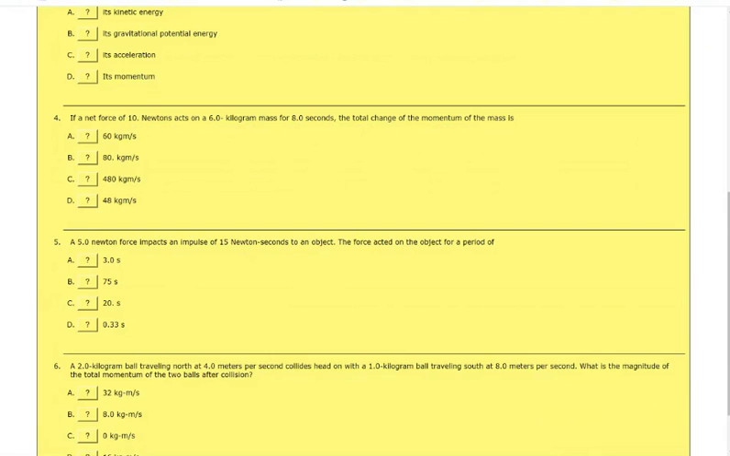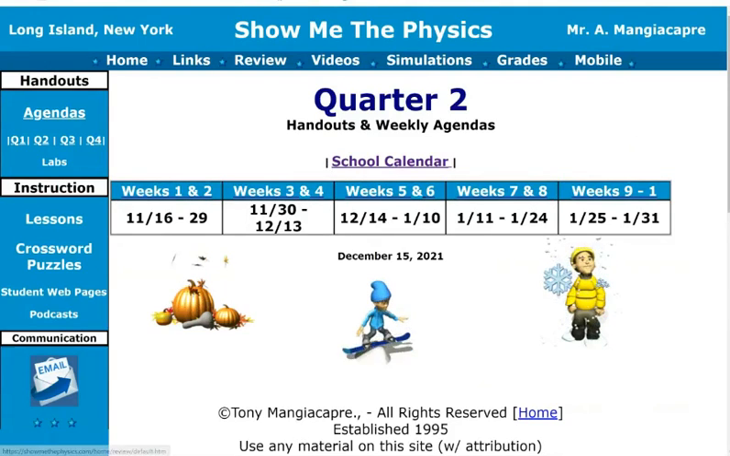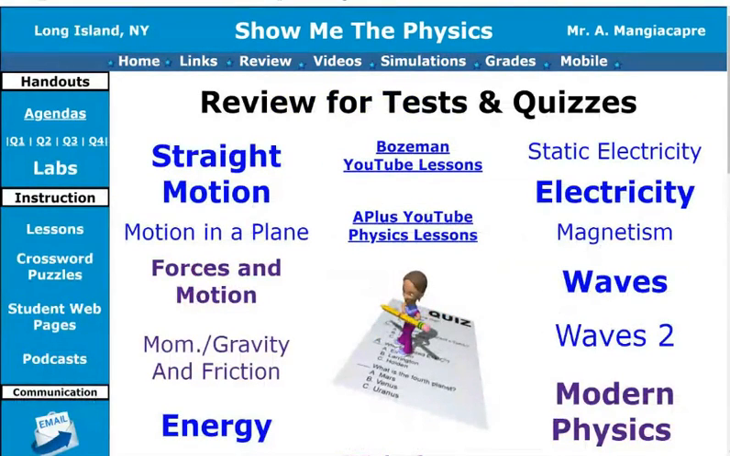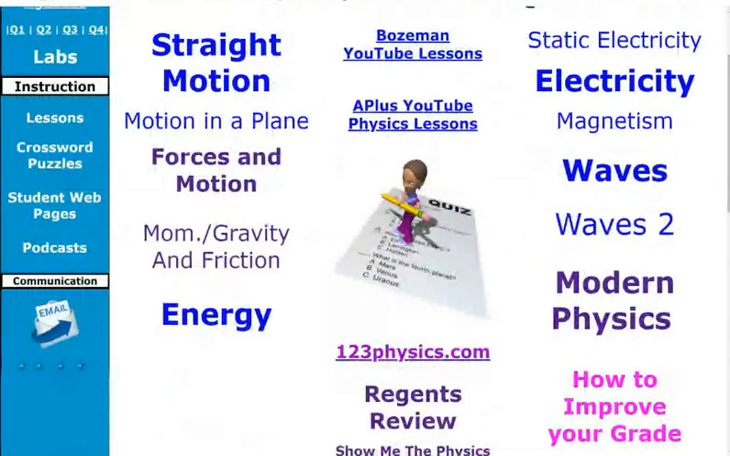Now I'm going to do some impulse with 1, 2, 3 Physics. Let's go to 1, 2, 3 Physics. Go to St. Mary's, go to show me the physics. Review. 1, 2, 3 Physics is here. We're going to do some impulse.